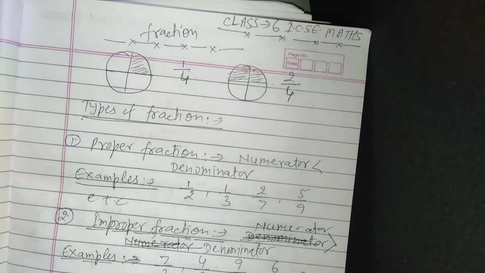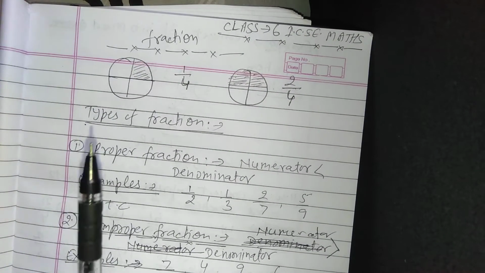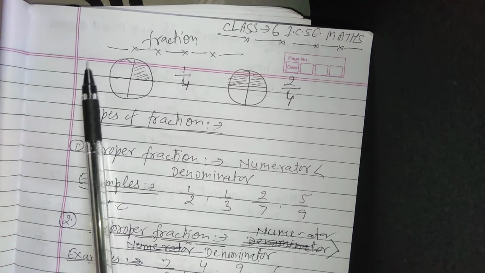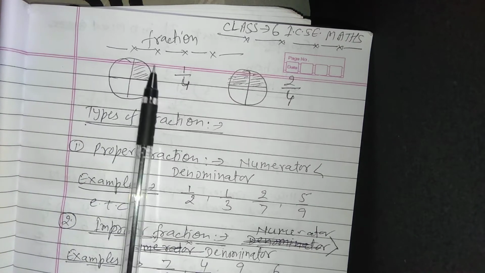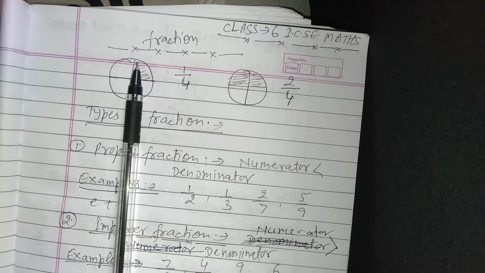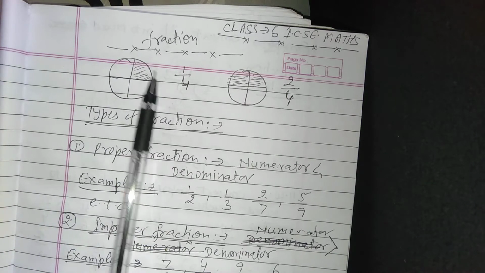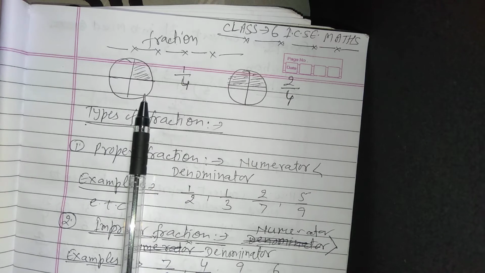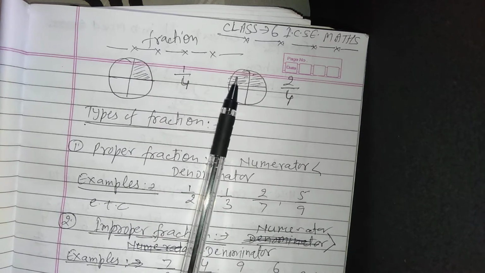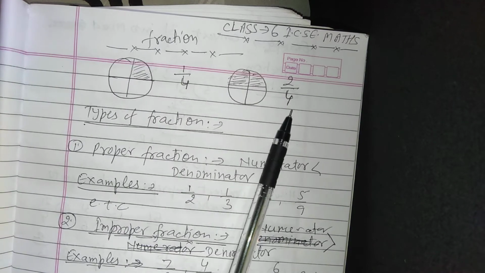Here, see the fraction. Suppose this is one complete pizza, a full pizza. You divide it into 4 parts, and you are taking one part out of 4. So we can say 1 by 4. If you are taking 2 parts, we can say 2 out of 4.